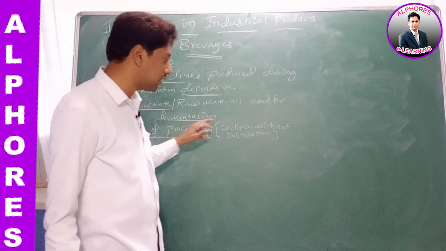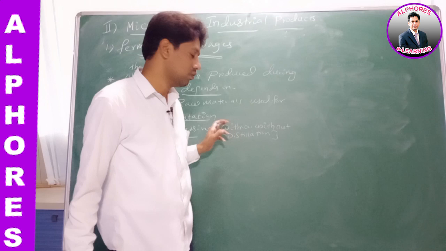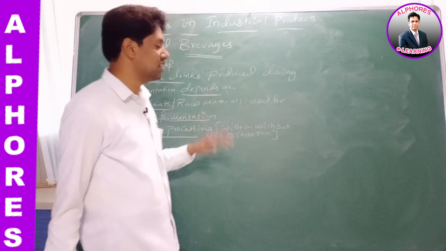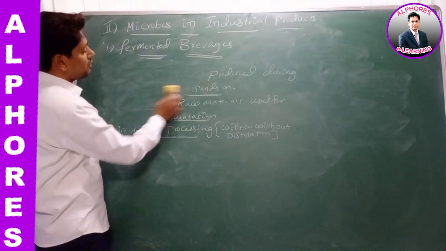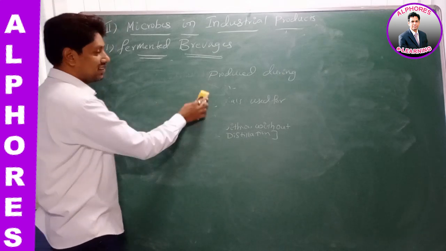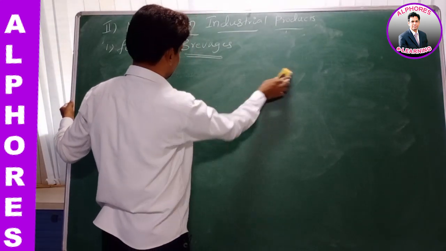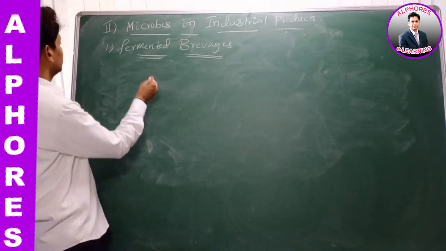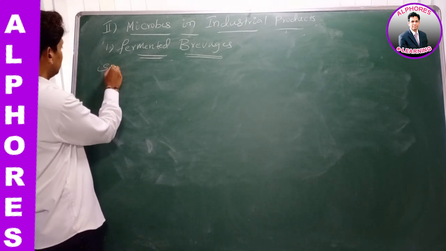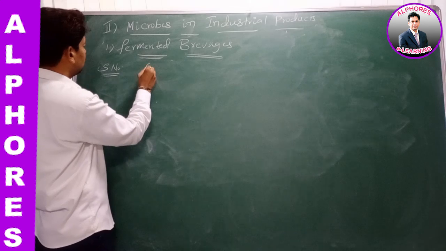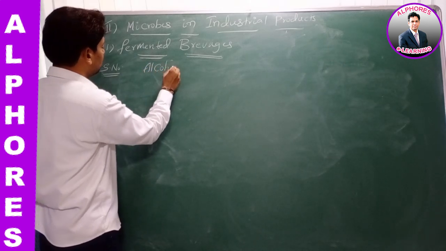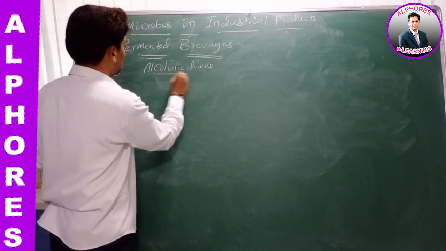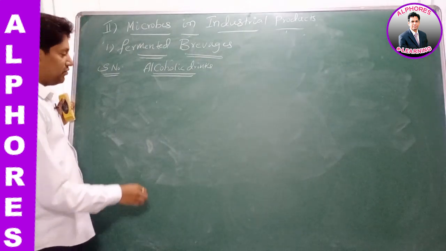Here processing means what? With or without distillation. Now go for different types of alcoholic drinks. What are the different types of alcoholic drinks?